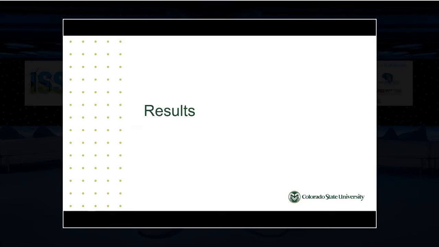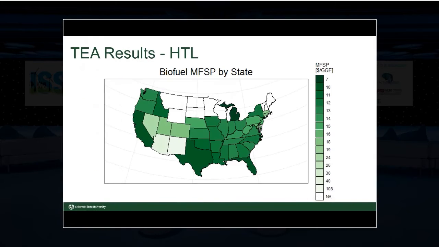We'll now dive into the results for the techno-economic assessment and life cycle analysis. For the sake of time, we will only be presenting the hydrothermal liquefaction biofuel selling prices. The anaerobic digestion costs follow the same trends as hydrothermal liquefaction, but anaerobic digestion is about 5 times the cost of hydrothermal liquefaction across all states. So now if you direct your attention to the bar on the right-hand side, you'll see that the minimum fuel selling price ranged from $7 a gallon of gasoline equivalent to $108 a gallon of gasoline equivalent, where each state's color reflects the cost of producing the biodiesel.